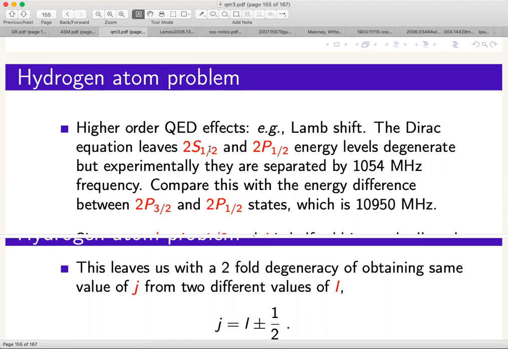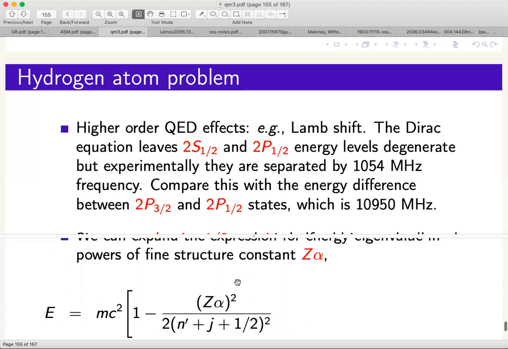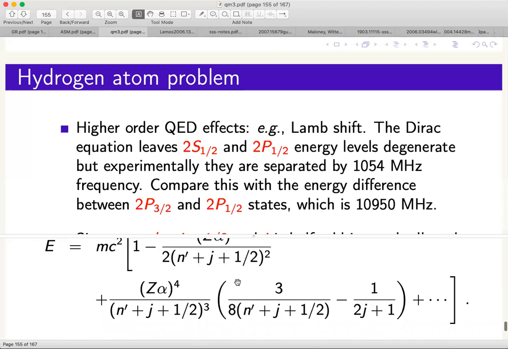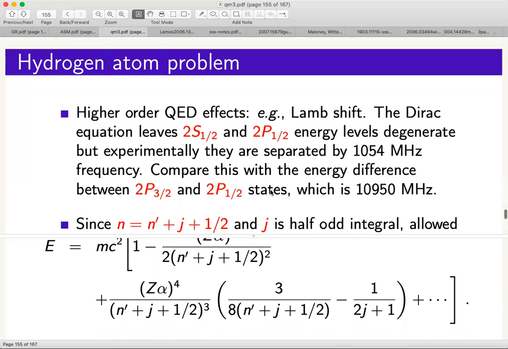So here is the situation, that S is half, of course, but L is equal to 0 and L is equal to 1. Both of them give you a J is equal to half state, right, by addition of angular momentum. 0 plus half is half, 1 plus half is 3 half and half. But in that, if you look at the half state, then that state and this state are indistinguishable, because they are part of this twofold degeneracy. So the Dirac equation would leave them degenerate, but experimentally what you observe is that they are not degenerate.